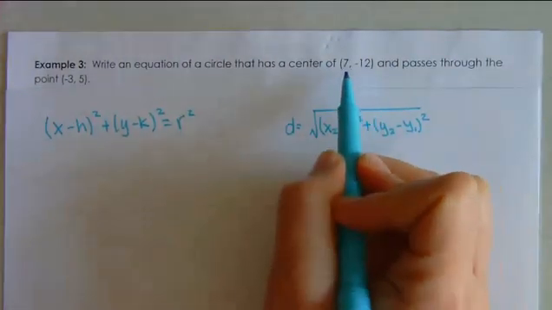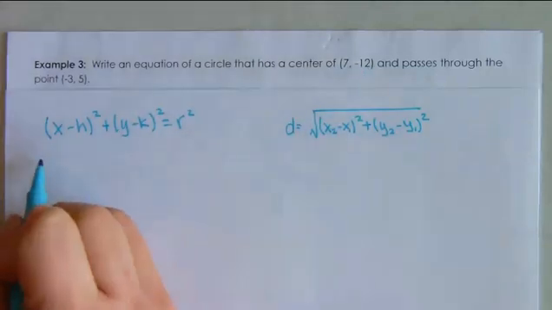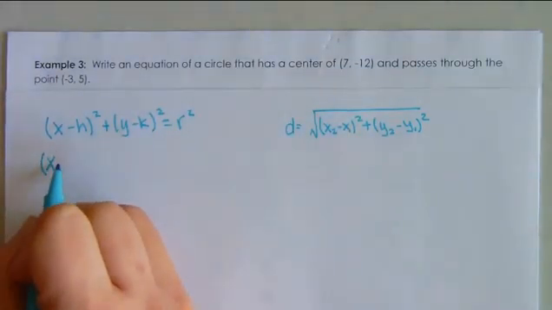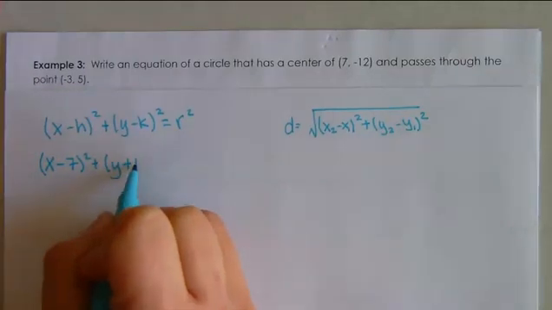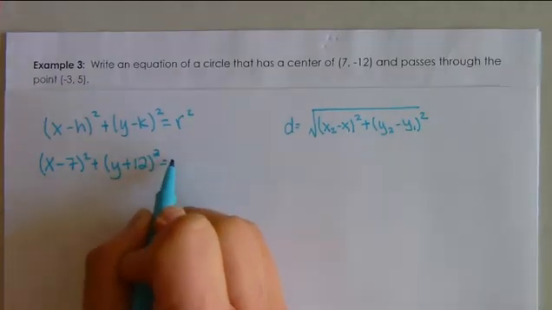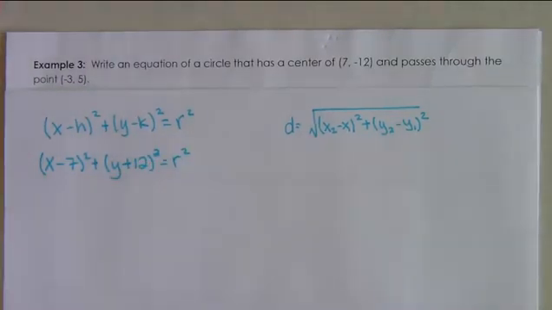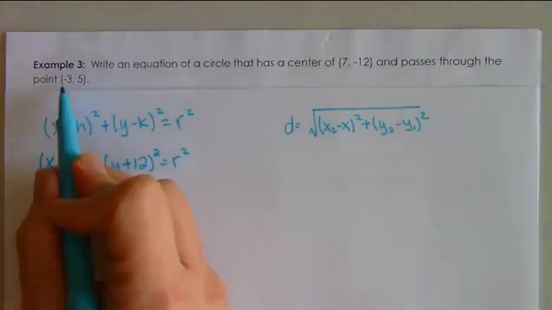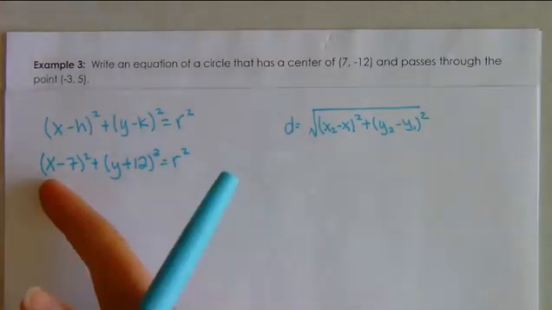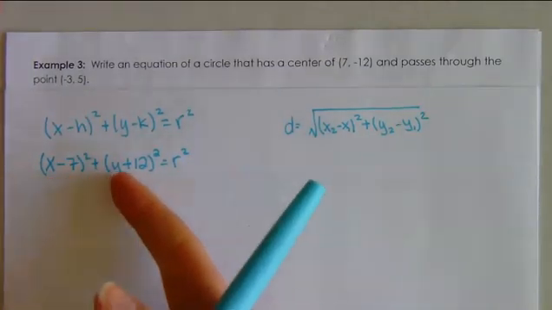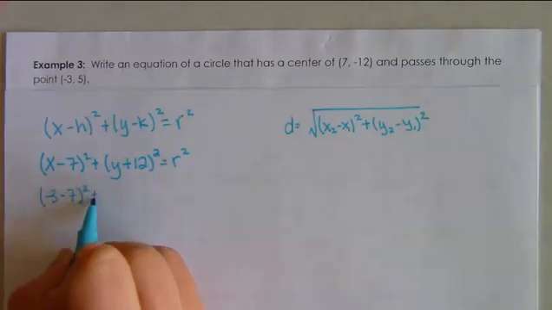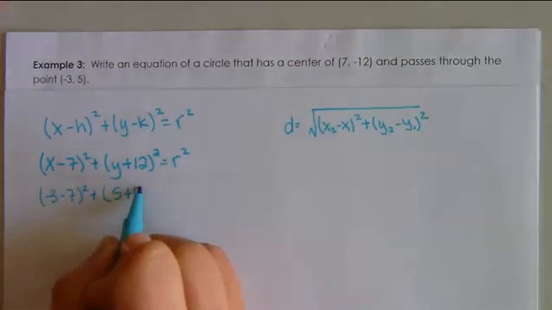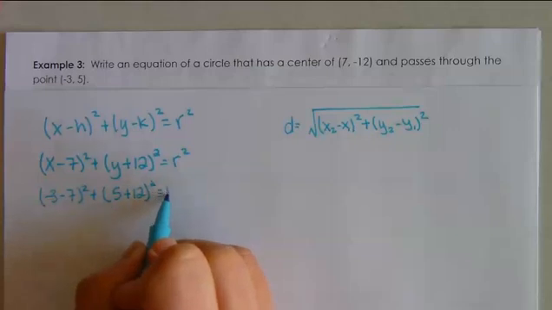So here I've got a center of (7, -12). If I go ahead and plug that in, I have a positive 7, so I write a minus 7. And I have a minus 12, so I write a plus 12. And we still need to figure out what that r² is, right? So I know that it passes through this point (-3, 5). So if I plug in that x is -3 and that y is 5, so (-3 - 7)² + (5 + 12)² = r².